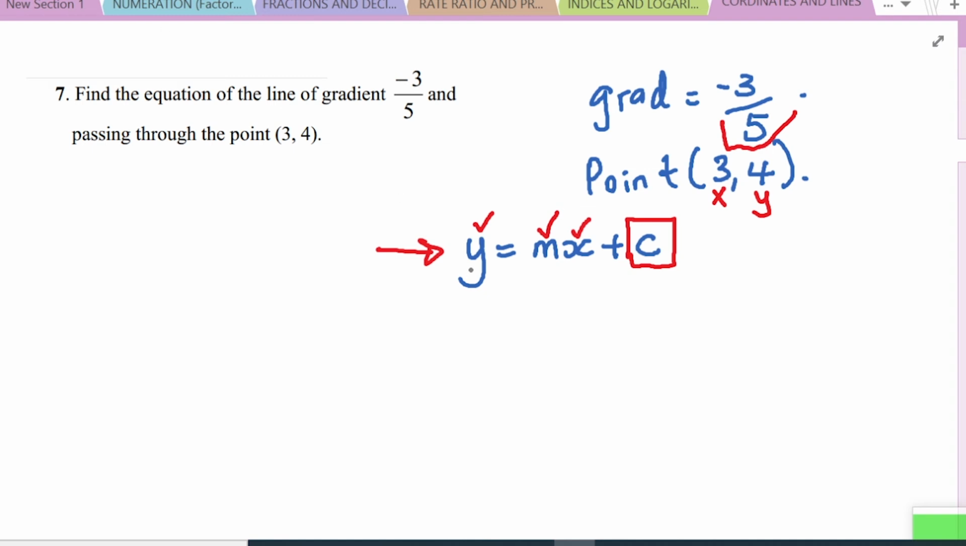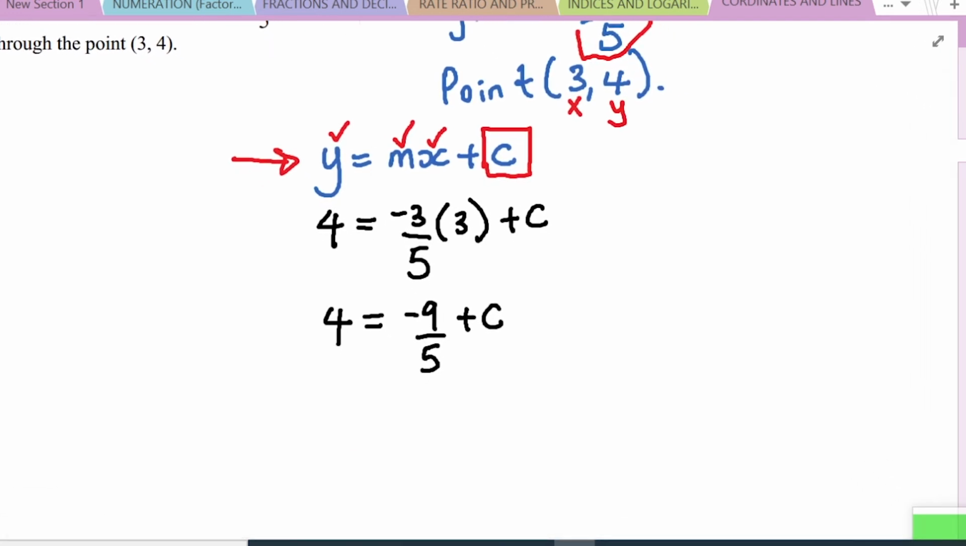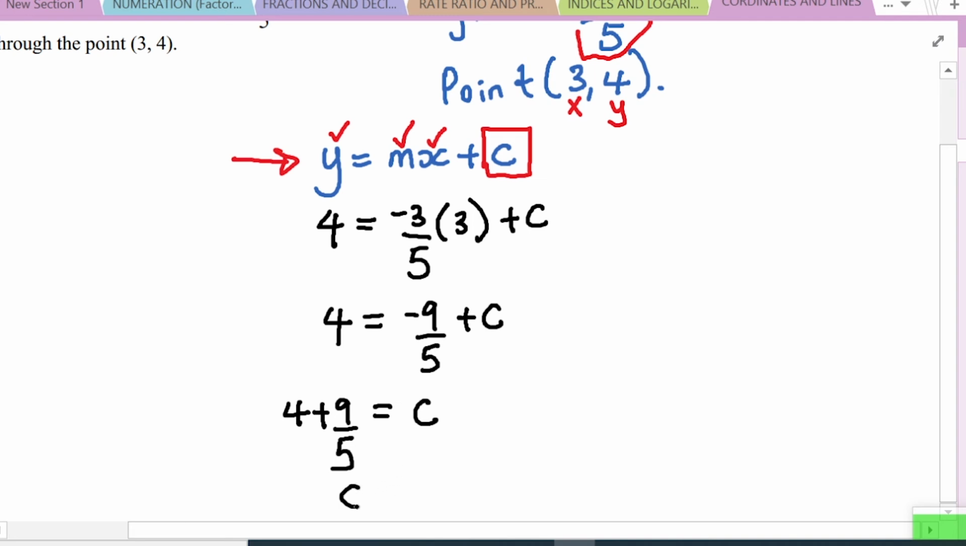So we substitute for y, which is 4. It's going to be equal to our value of m, which is the gradient, -3/5, times our value of x, which is 3, plus c. So from there, we are able to see that 3 times -3 is -9/5, plus c is equal to 4. So this becomes 4 plus 9/5 is equal to c. So what is our value of c at the end of the day? Our value of c at the end of the day is 29/5.